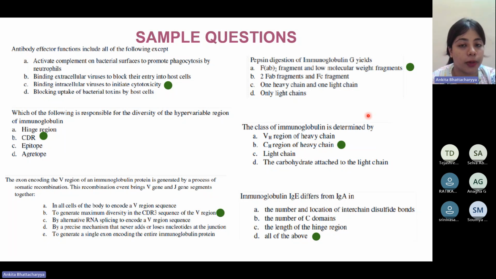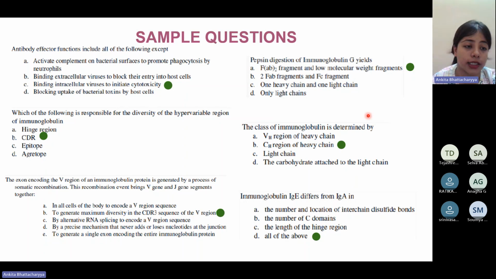The second question is about which of the following is responsible for the diversity of the hypervariable region of the immunoglobulin: A, the hinge region, CDR, epitope, or aggregope. Aggregope is something which you can come to a little later. You'll have to understand the way in which aggregation, agglutination, all of these processes occur. We'll come to it later. It's an interesting terminology. Maybe for now you can Google it, but conceptually we'll come to it a little later. For now, we are talking about the diversity of the hypervariable region.